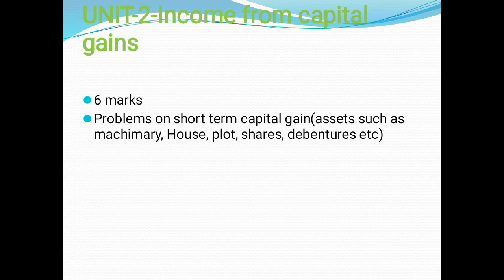Next we have income from capital gains for 6 marks. Here there is no theory question, only practical problems for 6 marks and even for 14 marks. That is problems on short-term capital gain such as machinery, house, plot, shares, debentures. Any one asset they will take, either machinery or house or plot. They will give certain information: when they purchased it, how many days they used it, for how much they sold it, and what the municipal value is.